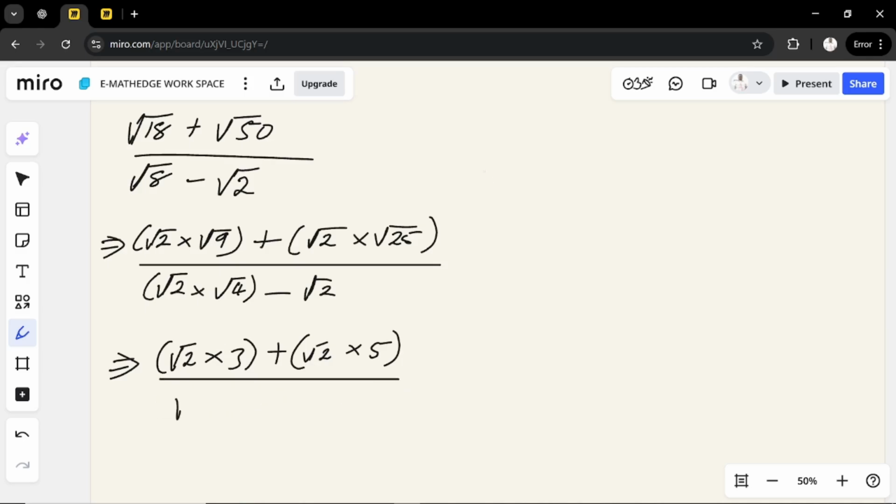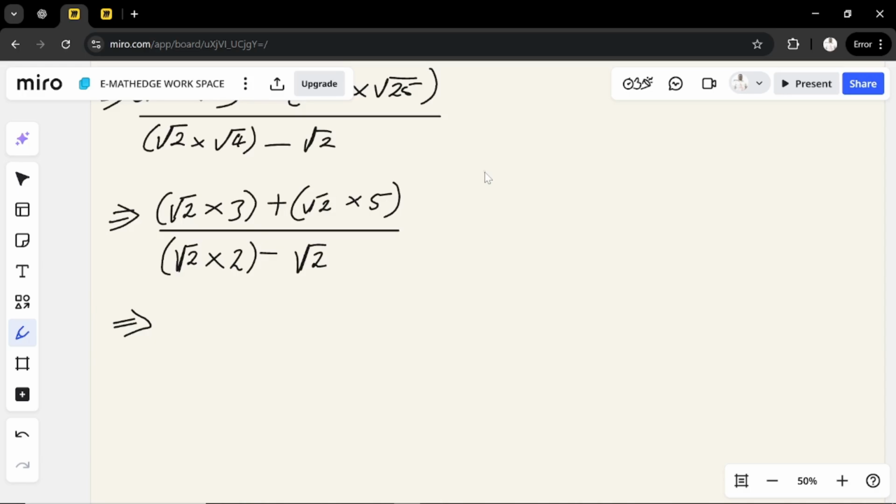All over the root of 2 multiplied by what is the root of 4 is going to give us 2, minus the root of 2. The root of 2 multiplied by 3 is going to give us a single value to be 3 root 2, plus the root of 2 multiplied by 5 is going to give us a single value, which is 5 root 2.